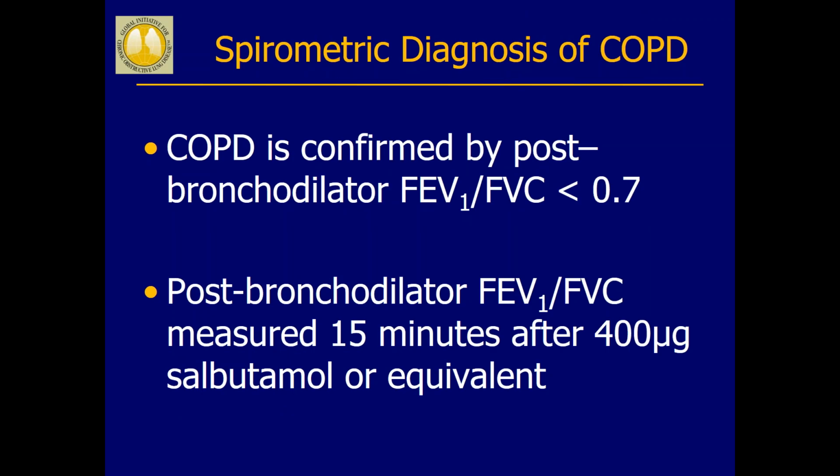And so for COPD, it's a diagnosis confirmed by post-bronchodilator spirometry. That means after you use albuterol, for the most part, for most primary care offices, you see if the ratio is less than 0.7. You have to measure it about 10 to 15 minutes after using a single dose of a bronchodilator.